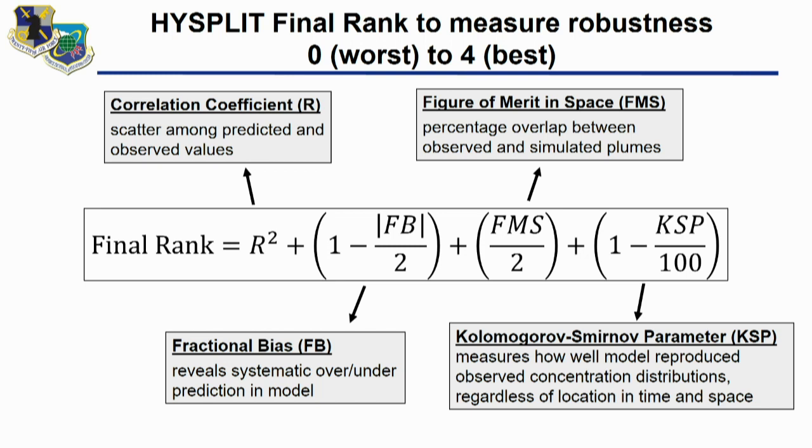values; the fractional bias, which shows a systematic over or under prediction; the figure of merit in space, which is basically a measure of the plume overlap; and then the KSP, which shows how well the model reproduced the observed distributions of the concentrations, regardless of time or space.